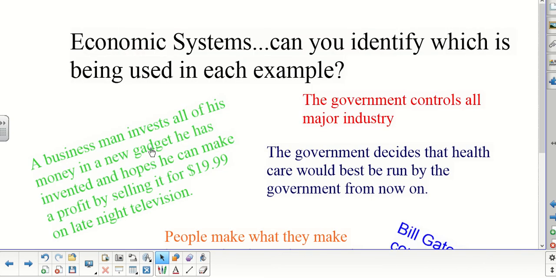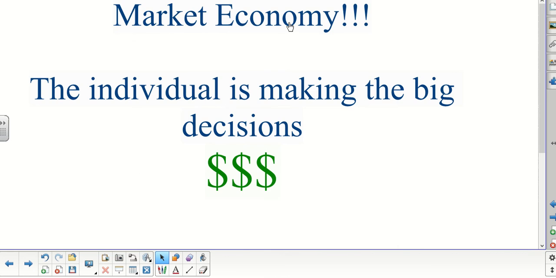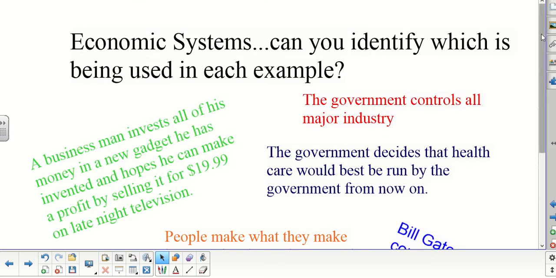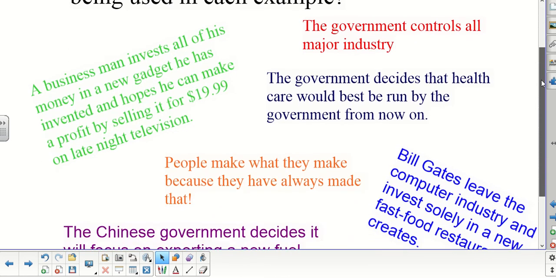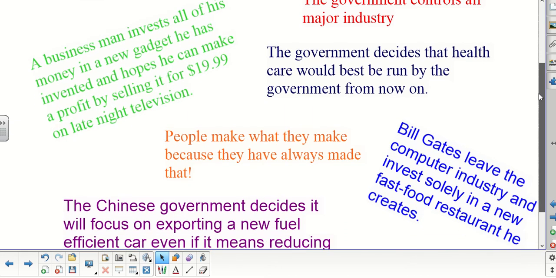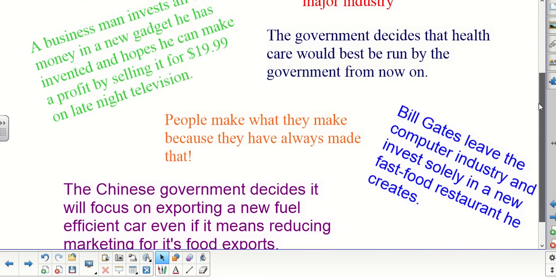Now, a businessman invests all of his money and makes a new gadget, tries to sell it on TV at night for $19.99. If you've ever heard those ridiculous commercials, that's market. And if he's got a great idea, you've got the next Snuggie, I mean, you're rich. If you've got the next thing that I can't even think of because it was a dumb idea, well, then you're broke.